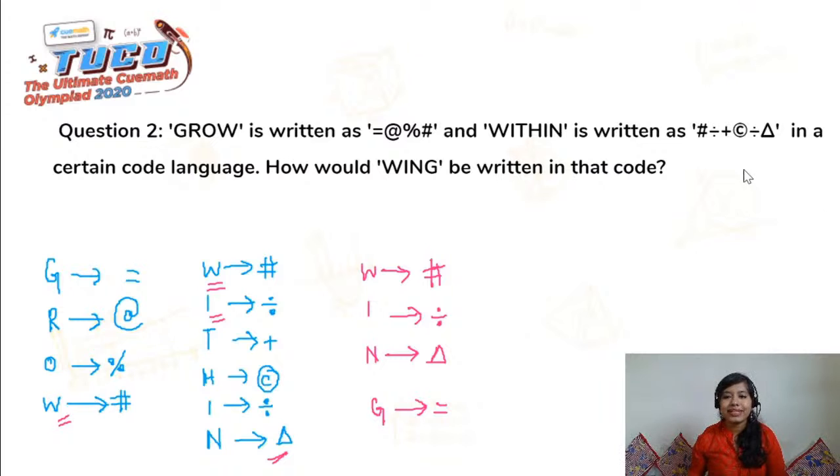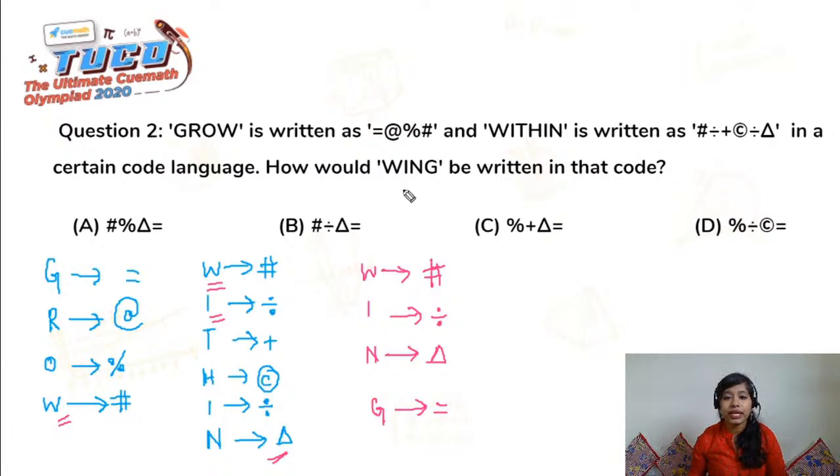Now let me display the options, and here go your options. Let me write down the final sequence. It's going to be hash, division, triangle and equal to, which is nothing but option B. Pretty simple, right? They are simple substitutions. You don't even have to think on the logic. Just frame the letters, map them, and then apply it on your actual word asked.